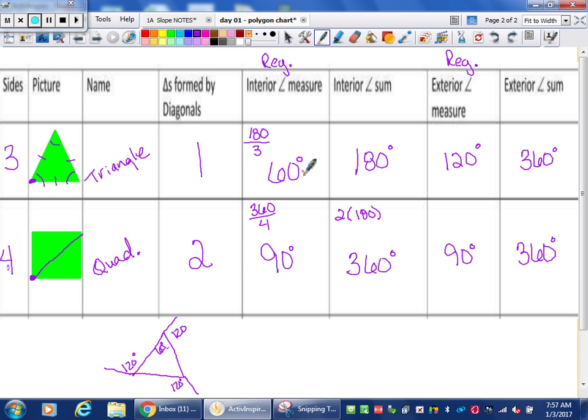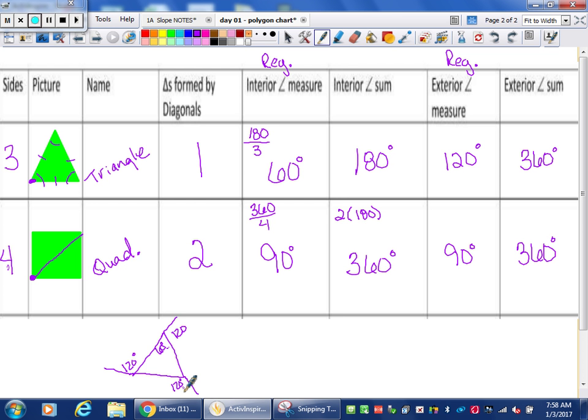To get your exterior measure, if you look down here where I've drawn this triangle, the 60 degrees is on the inside of your triangle. The angle on the outside of it, right by it, makes a linear pair, meaning they should add to 180. So if I do 180 minus 60, I would get that each exterior angle measure should be 120. Then, to get the sum of your exterior angles, you multiply that by how many exterior angles you would make, which is the same number as the number of sides. So that would be 360, 120 times 3.